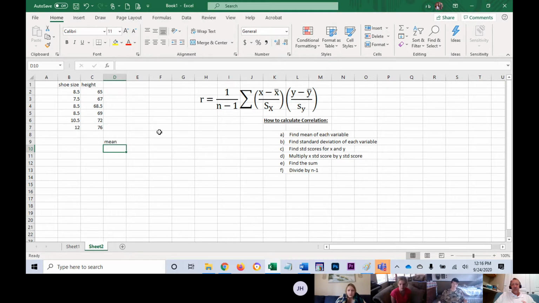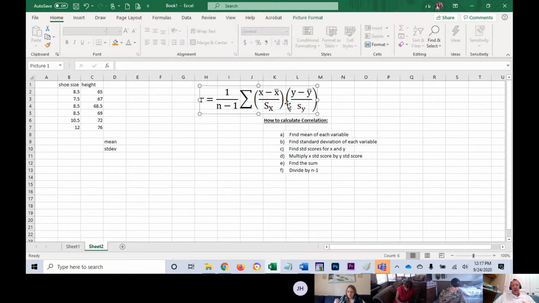Would it just be the standard deviation? That is correct. So I've got the steps listed right here. X bar and Y bar are your means, and S sub X and S sub Y are the standard deviations for your X and your Y variable. You can see this looks a lot like data minus mean over standard deviation, right? So this is your Z-score for your X data, and your Z-score for the Y data. We're going to multiply those together. This means find the sum, and then we're going to divide by n minus 1.